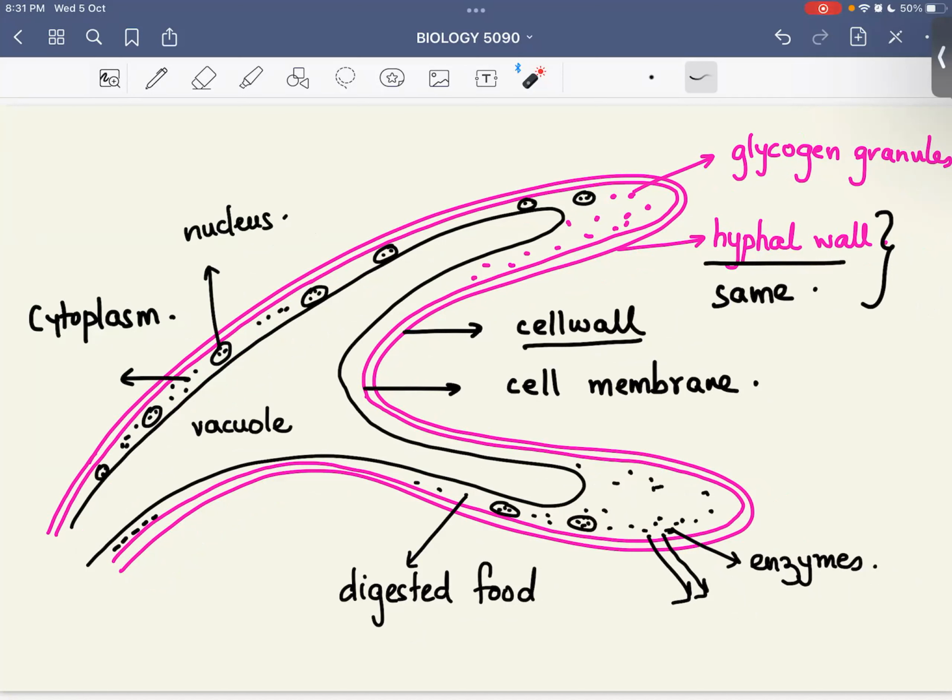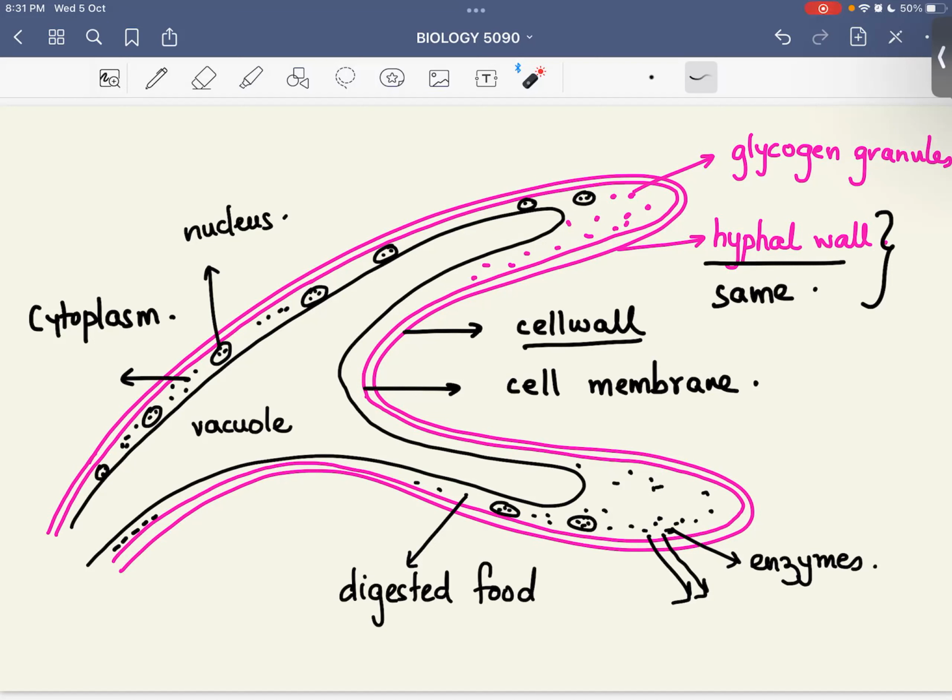ठीक है. अच्छा, the other feature which is very similar to animals is that it has enzymes and it has digested food in its cytoplasm and it has glycogen granules. Glycogen granules kabhi bhi plants mein nahi hote. What are they? They are storehouses of glucose. Extra glucose molecules. ठीक है. तो इनके पास ग्लाइकोजन ग्रैन्यूल्स है, एंड दिस इज द स्ट्रक्चर.